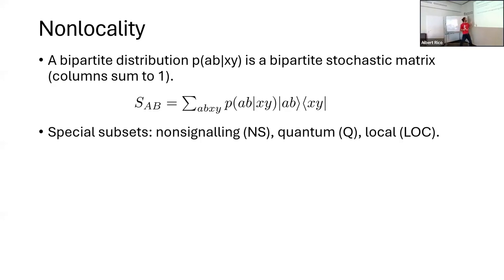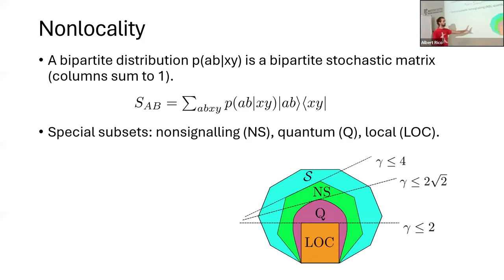Okay. Among all probability distributions, we have three special subsets. Non-signaling, which means that one party cannot signal to the other and vice versa. Quantum, which means it can be obtained from a quantum state. And local, which means it can be obtained from a classical experiment. That's it. And they form nested subsets.